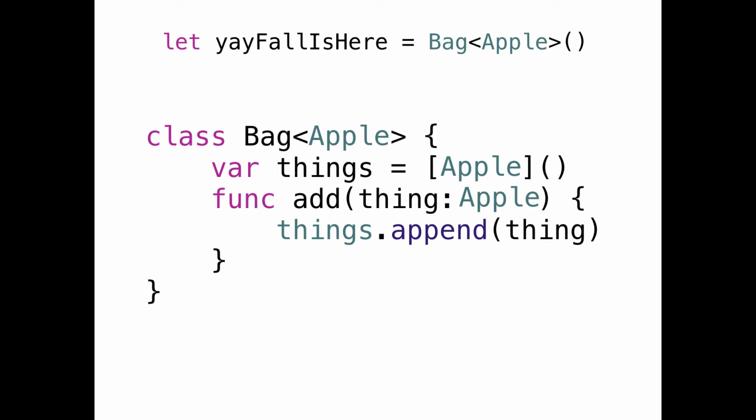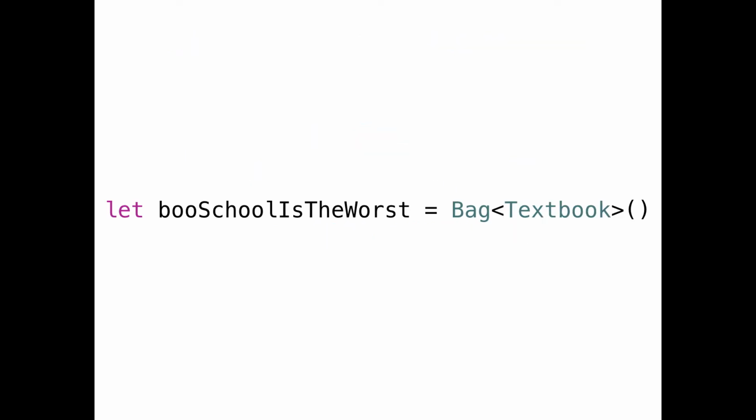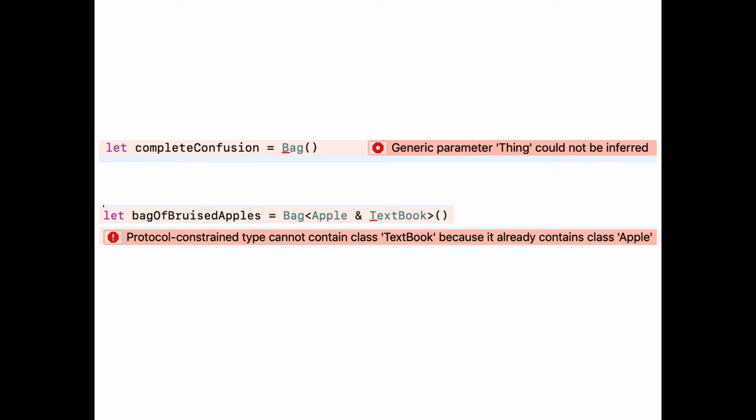Anyways, I think what you can see from this is that we can also do this with textbooks, right? What we can't do is have a bag of nothing. We can't have a bag that's not holding any specific type. We don't have containers that can hold heterogeneous types of objects. So we can't define a bag that holds apples and textbooks at the same time.